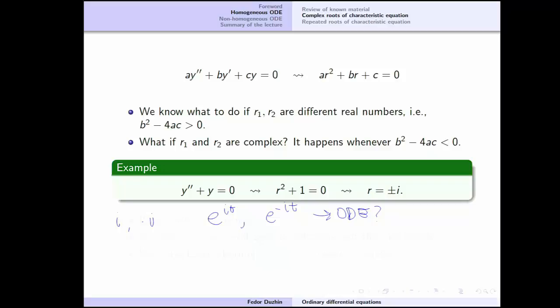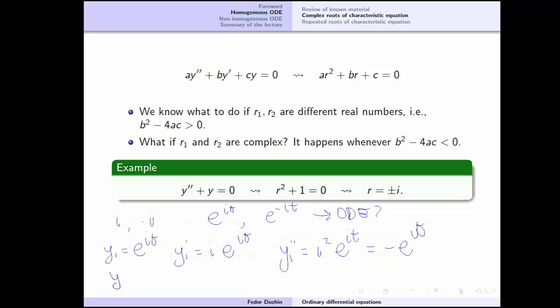So if y1 equals e to the it, then y1 prime is going to be, just according to how we usually differentiate the exponential function, i times e to the it. Then y1 double prime is going to be what? When we differentiate the second time, we just multiply by i one more time, so it's going to be i squared e to the it, and i squared is minus 1, so we are going to get minus e to the it.